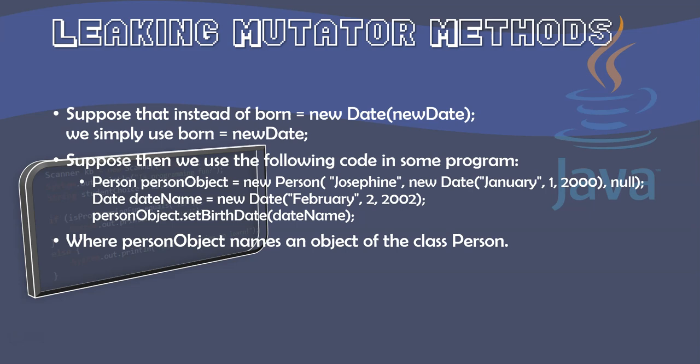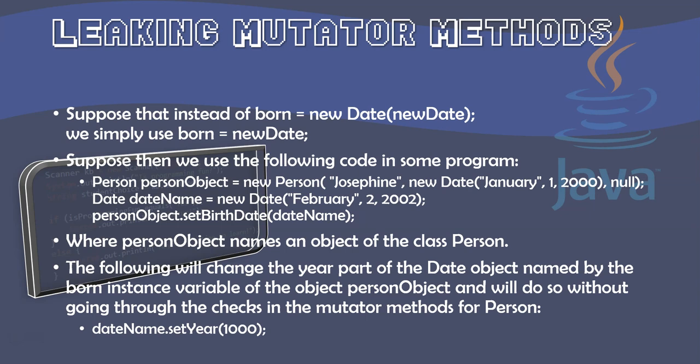Where a person object is going to name an object of the class Person. The following code would then change the year part of the date object named by the born instance variable of the person object, and would do so without going through the checks of the mutator methods for Person, which of course would be dateName.setYear(1000).